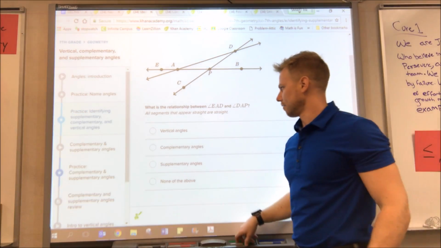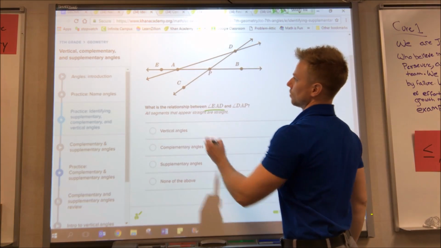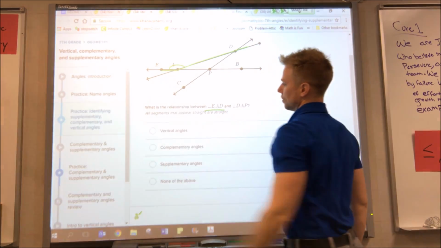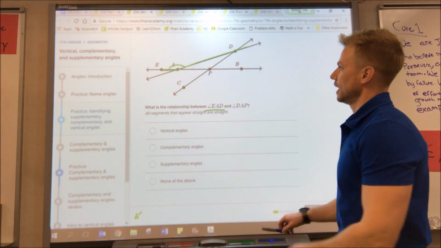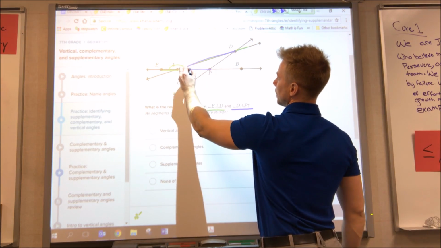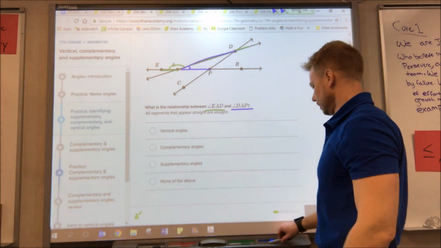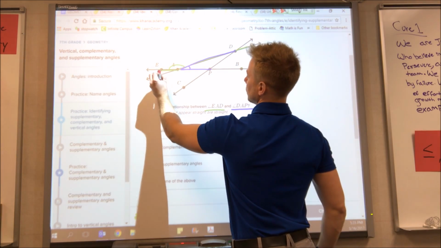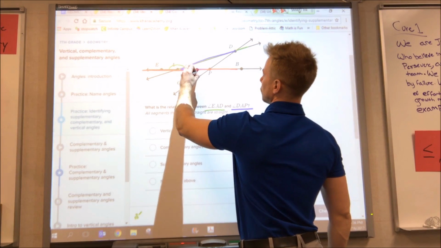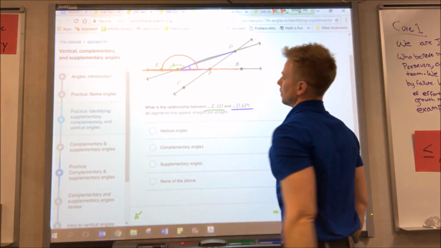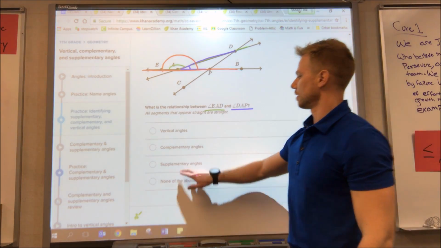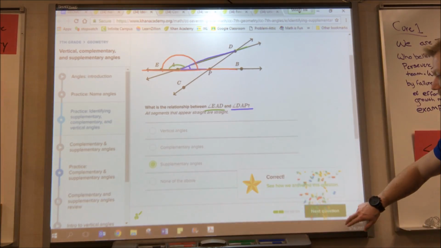All right, again, we have angle EAD. Let's find that one first. EAD, which is the angle right there. Then we have angle DAP, which is right there. Okay, so together, these two angles make a straight line. Covers everything from this line all the way around to that line. It's half a circle, telling me that's 180 degrees, so it's got to be supplementary.